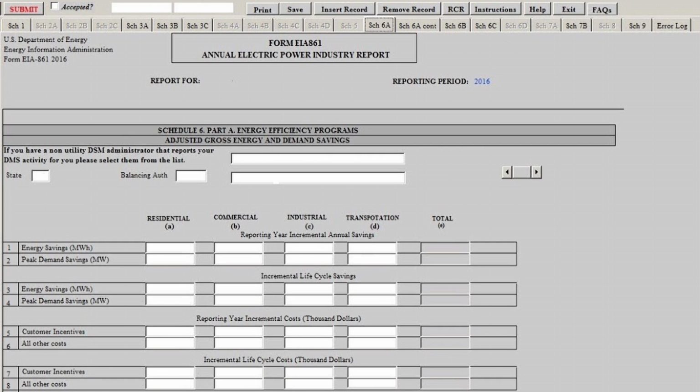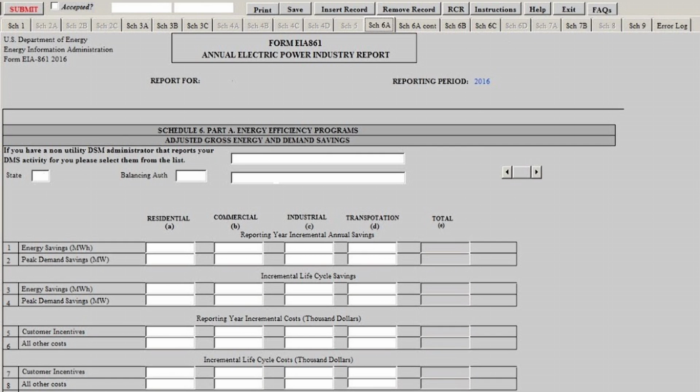Schedule 6 Part A collects data on energy savings and costs related to energy efficiency programs. If your utility has energy efficiency programs provided by a shared non-utility DSM administrator, please provide the name of the non-utility DSM administrator that reports your DSM activity in lieu of your reporting.